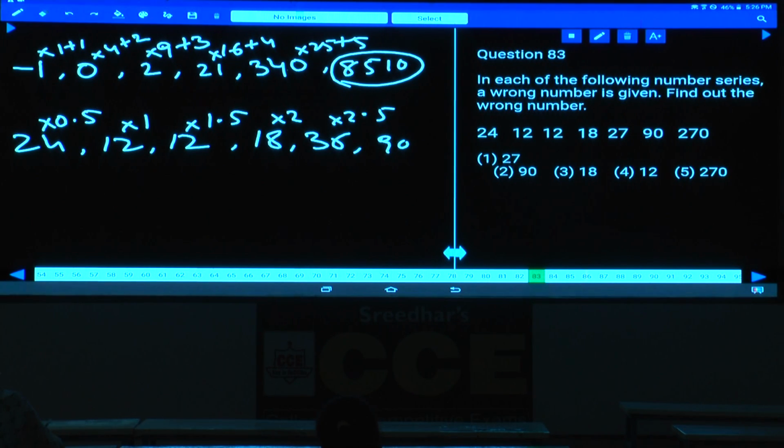Hence, what is the wrong number here? 27 is the wrong number. Now, the correct number is 36. 90 into 3, that is 270. Now, 27 is the wrong number and 36 is the correct number. Choice 1, 83. Then question number 84.